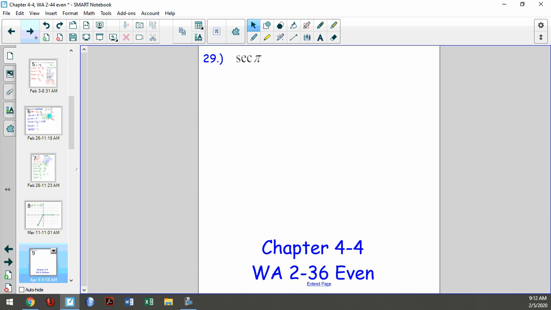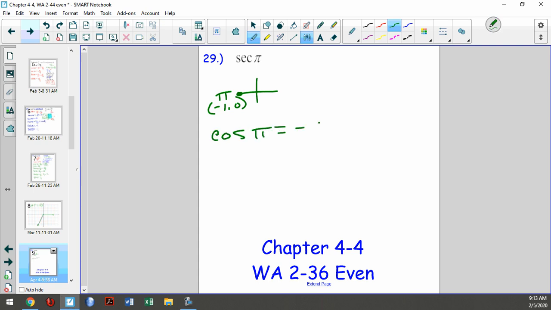So if I'm looking at secant of pi, well, I need to know where pi's at. Pi's right here. That's where negative 1, 0 is. Would you agree? I didn't memorize secant, but I sure did memorize its reciprocal, cosine. So the cosine of pi is equal to negative 1, which implies the secant of pi is going to be negative 1 still. It's the reciprocal. Do you all understand that? Yes, that's all it's asking you to do, is to find one of the trig functions. And that is how you are going to do problems 29 through 36.